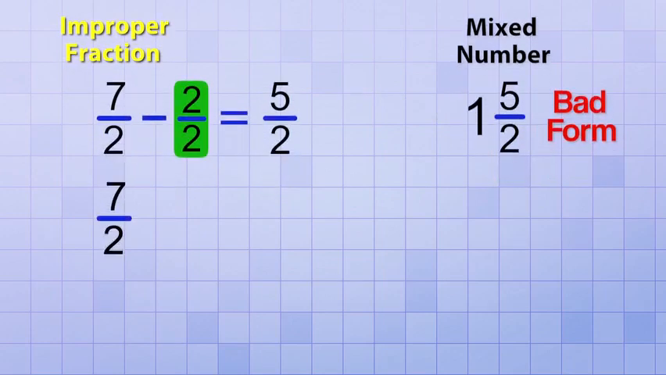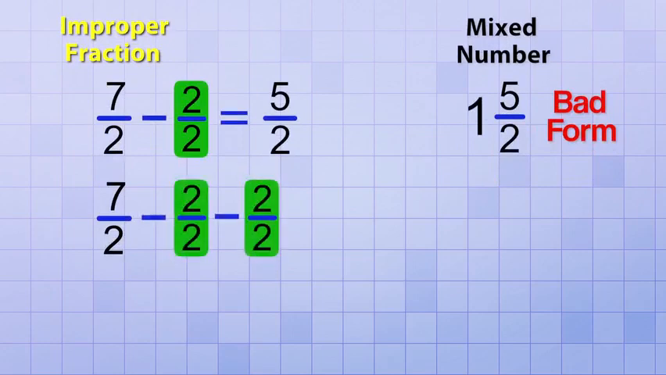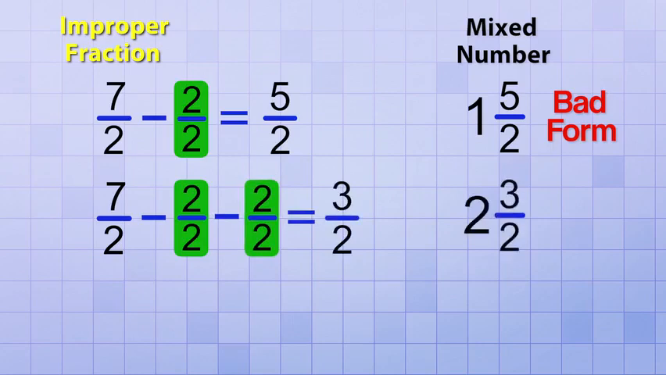So let's try again, but this time let's subtract out 2 whole fractions. 7/2 minus 2/2 minus 2/2 equals 3/2. That means we could write 7/2 as the mixed number 2 and 3/2, since we subtracted out 2 whole fractions and had 3/2 left over. But that's still bad form, because the fraction part is still improper. We could have subtracted out another whole fraction.